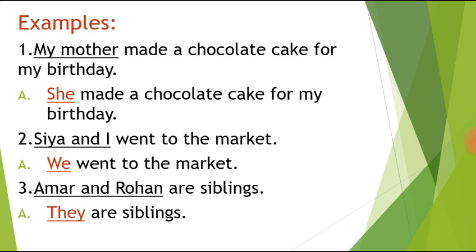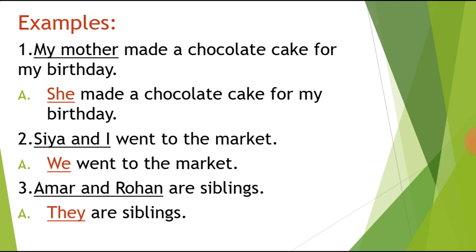Now let us see how we can use them instead of nouns. So here are a few examples. First is: My mother made a chocolate cake for my birthday. So here mother is female. So for female here we have used she. So she made a chocolate cake for my birthday.